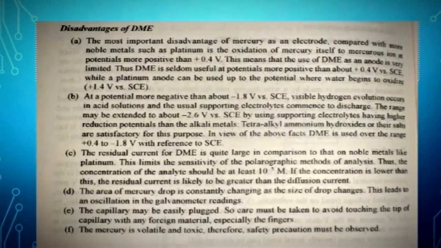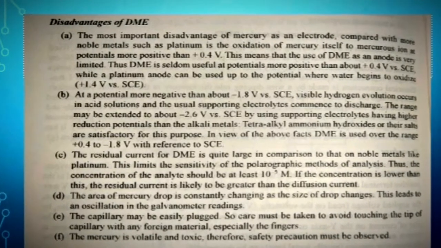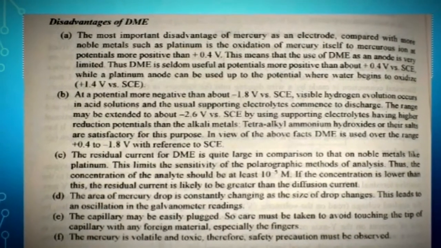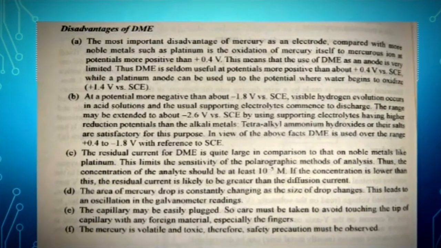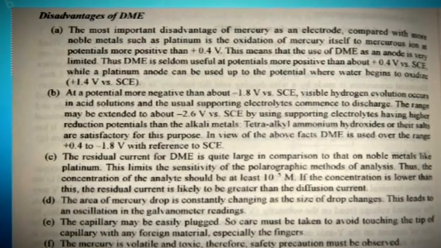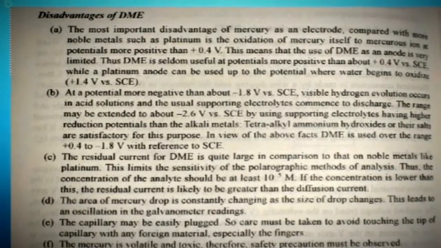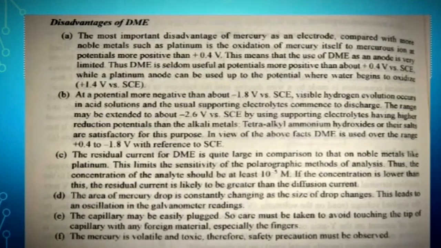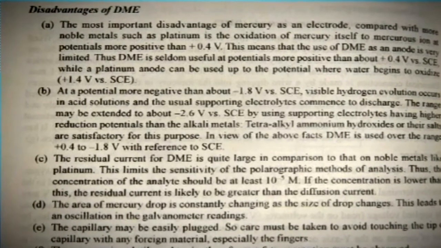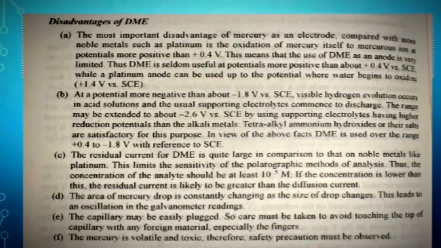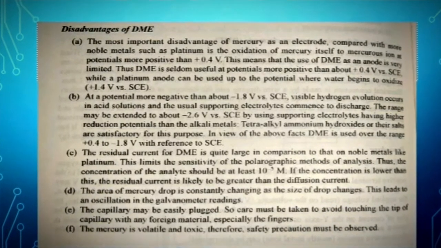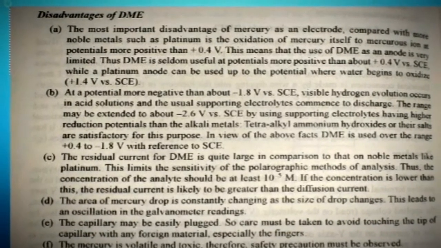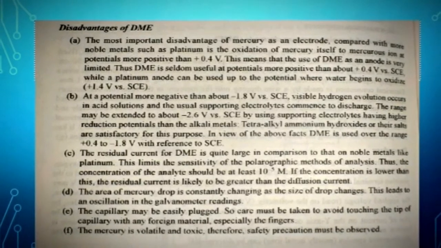This can be understood if you recollect the point that I already told you. DME, being the cathode, is connected to the negative terminal of the DC supply, so the voltage that is applied will have a negative sign by convention. When DME is taken as an anode, it will be connected to the positive terminal of DC, so its voltage will be positive. So when DME is used as an anode, it cannot be used effectively when the voltage is more than plus 0.4 volts. In the next point, the general procedure is being discussed.